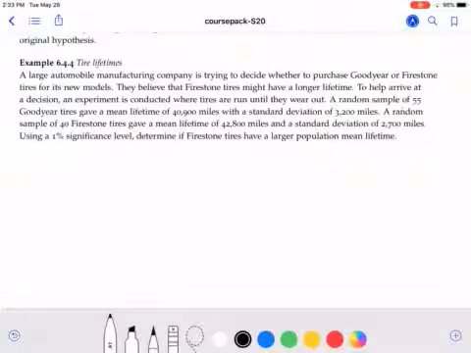A large auto manufacturing company is trying to decide whether to purchase Goodyear or Firestone tires for their new models. They think that Firestone tires might have a longer lifetime, so to arrive at a decision, they look at an experiment where they run the tires till they wear out. We're given our summary information here.